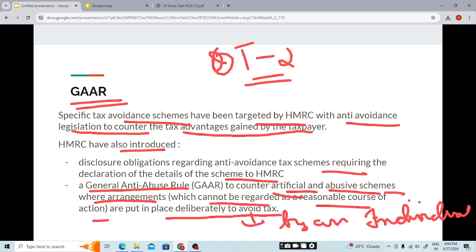It is a type of rule that HMRC has brought into force because HMRC is losing a lot of revenue because of the specific avoidance schemes which individuals are using for aggressive tax planning, which is legal, but very aggressive. To counter that, HMRC has introduced the GAAR and disclosure obligations regarding anti-avoidance taxation schemes.